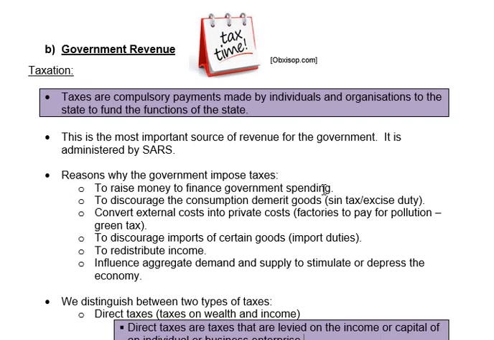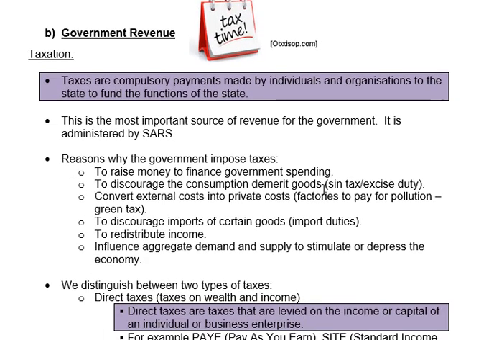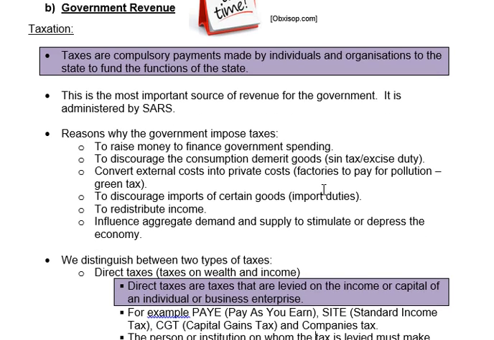Right, the second component of the fiscal policy is the government revenue. As I alluded to yesterday in the budget lesson, there are different forms of government revenue. We always talk about the taxes. Obviously, taxes are the government's biggest source of revenue, but they do have other sources of revenue as well. The first one that we are going to look at is taxes, because it is the most important one.